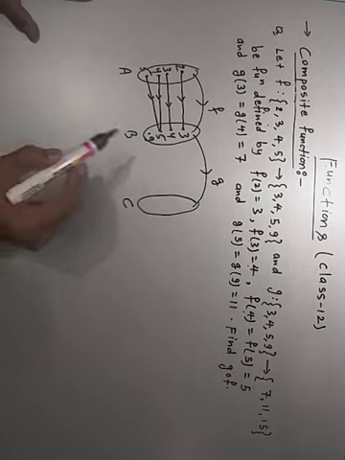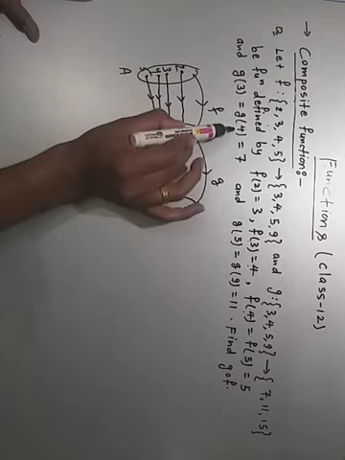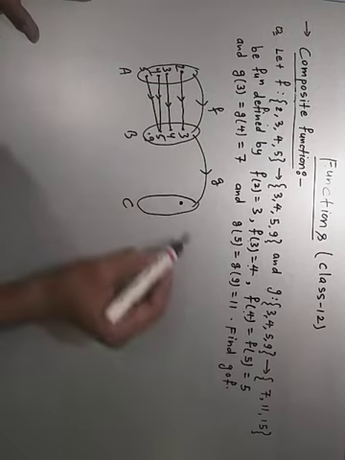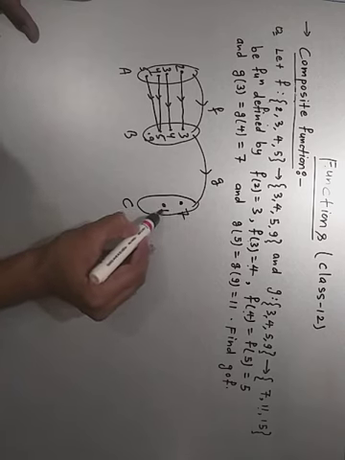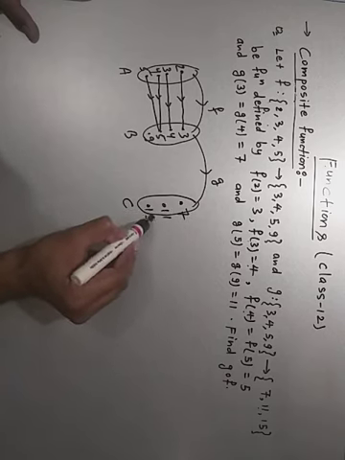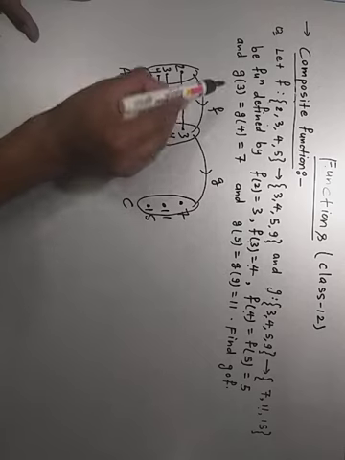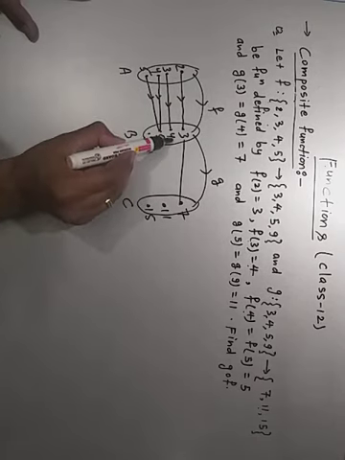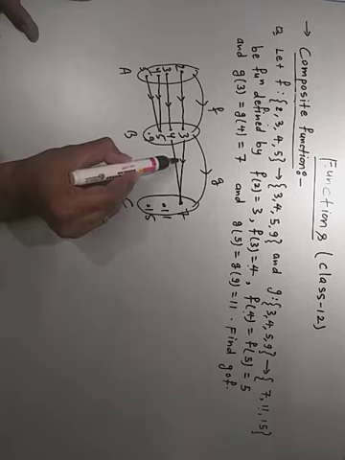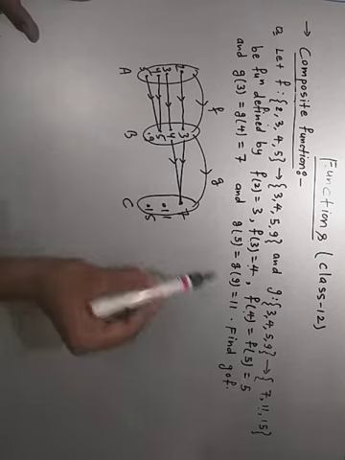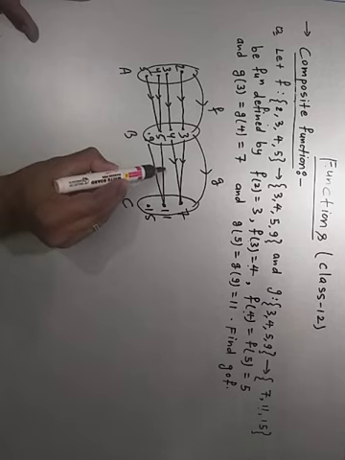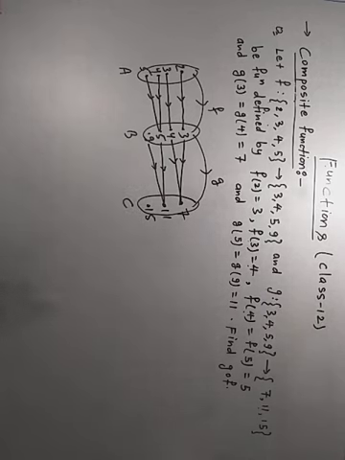Now g of 3 and g of 4 both is equal to 7. First write the elements of C, it means 7, 11 and 15। So now g of 3 and g of 4 both is equal to 7, and then g of 5 and g of 9 both is equal to 11.